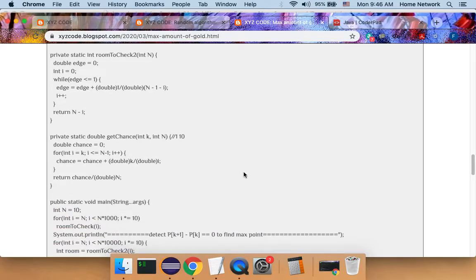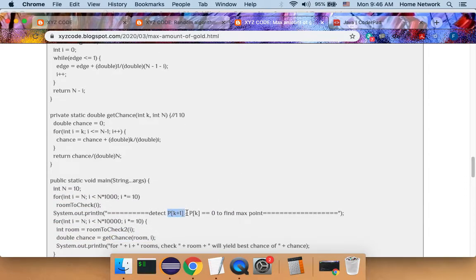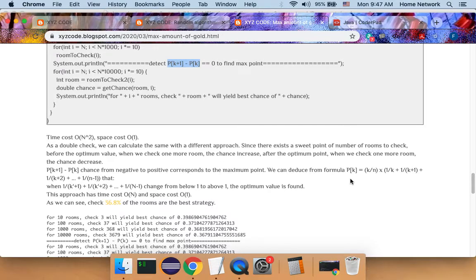How do we find that peak? We can calculate the values when we increase the rooms to check by one. Previously, if we only check one room, the chance is small. Then we check two rooms, the chance increases. Then we check three, the chance increases. Check four, the chance is almost the same. Then we check five, the chance decreases. Check six, the chance decreases. So when we find pk plus 1 minus pk almost equals 0, then we find the optimum point. And with a little bit of mathematics, we already know the formula for pk.